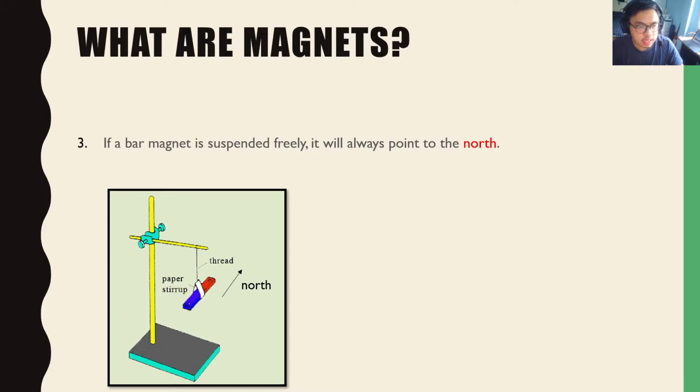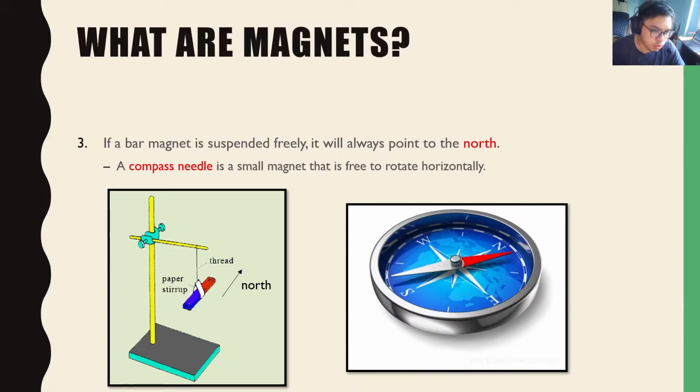If a bar magnet is suspended freely, it will always point to the north. And this knowledge is used to create the compass. The compass needle is a small magnet that is free to rotate horizontally, and it will always point north and will guide you when you are traveling somewhere.